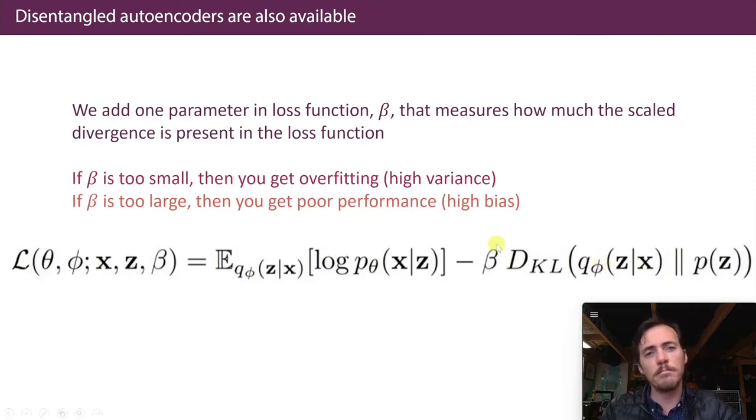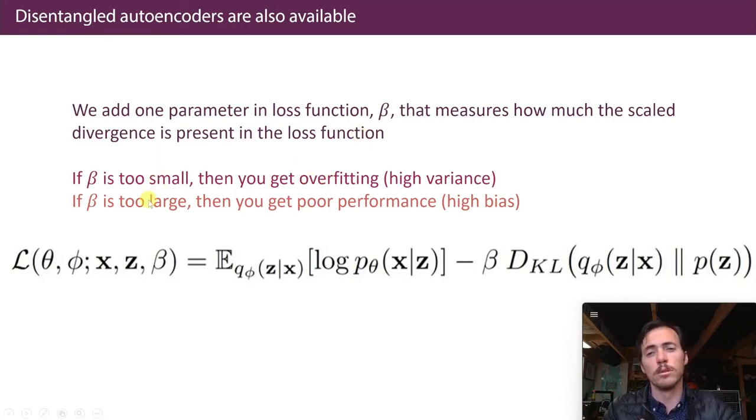So by adding this beta parameter, it's changing how much we scale the divergence present in the loss function. And what's slick about this is that, just like all machine learning models, beta now allows us to have that trade-off between variance and bias. So if beta is too small, you might get overfitting.